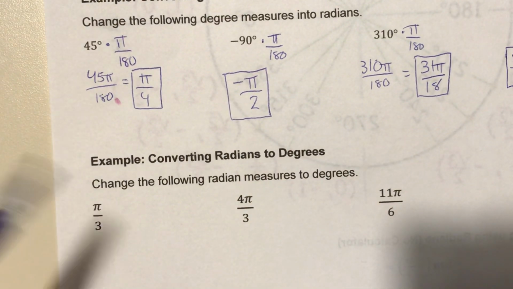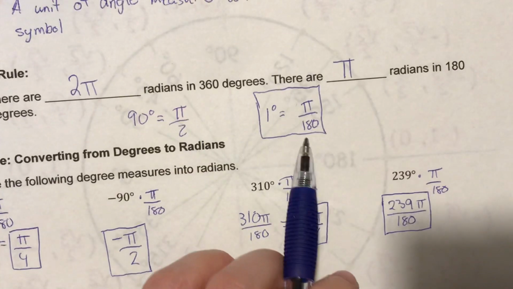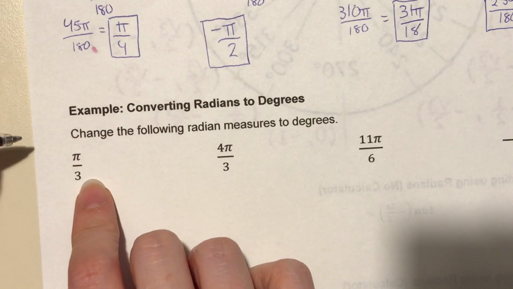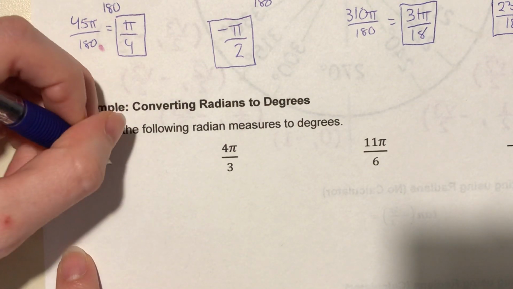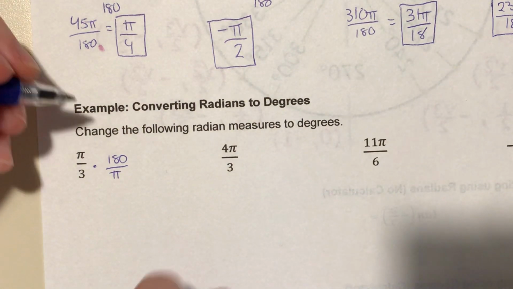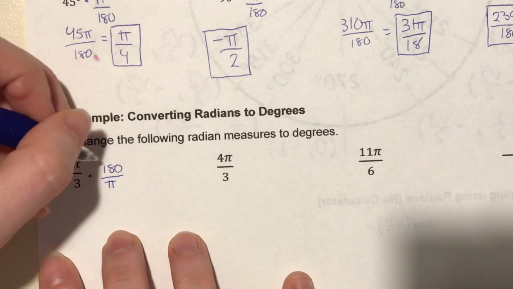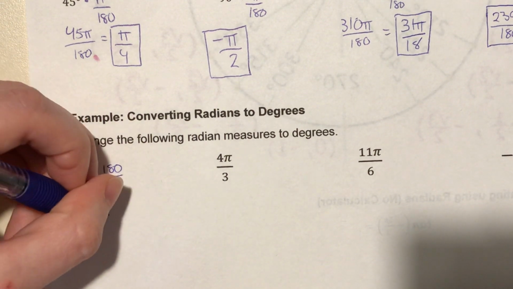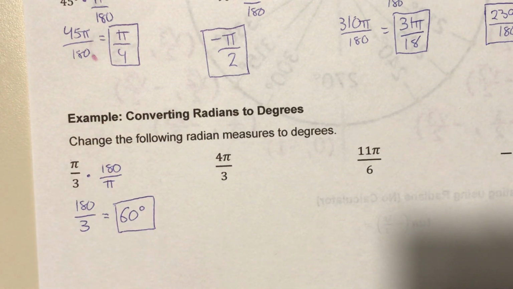If we have a number of radians and we know that there are pi over 180 radians in 1 degree, we can take a radian measurement and multiply it by the reciprocal. We can multiply it by 180 over pi to turn it into the number of degrees, because we're taking our number and multiplying it by 180 and canceling out the pi. So this is going to be like 180 over 3 because our pi's cancel out, and that is 60 degrees. So pi over 3 radians is equal to 60 degrees.